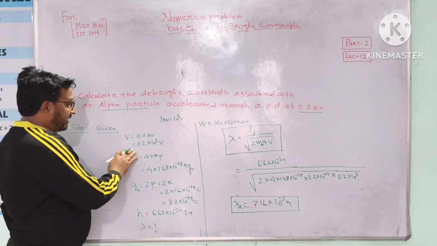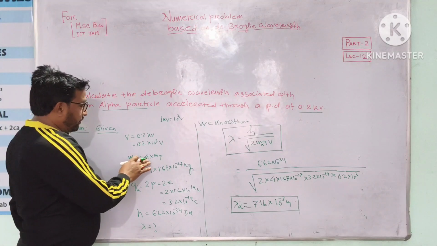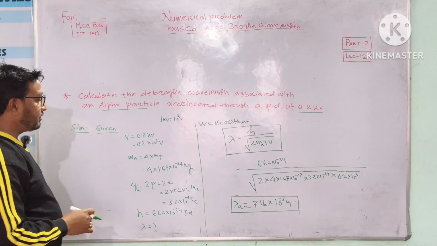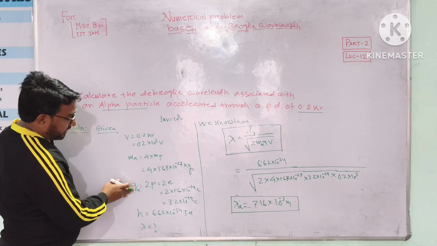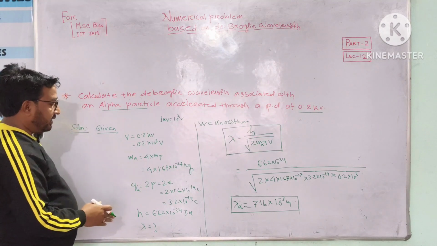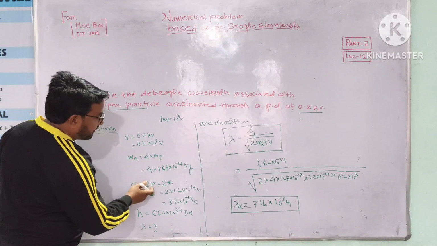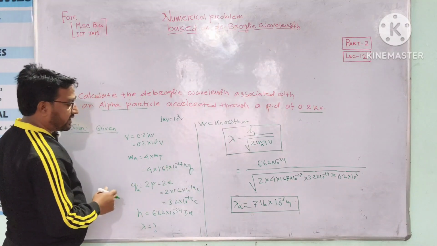And mass of alpha particle equals 4 times the mass of proton. So we can write 4 into 1.67 into 10 to the minus 27 kg. So this is the total mass of the alpha particle. And then Q alpha, that means charge of alpha particle, is 2 times the charge of proton. So 2 into e, the electronic charge, 2 into 1.6 into 10 to the minus 19.